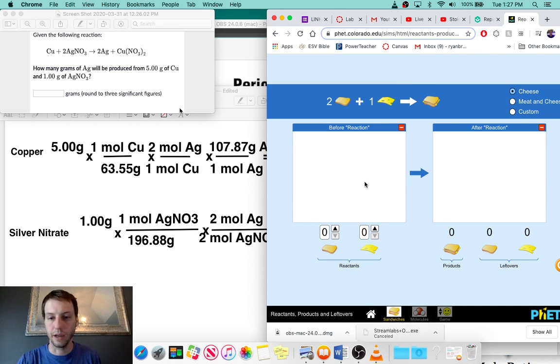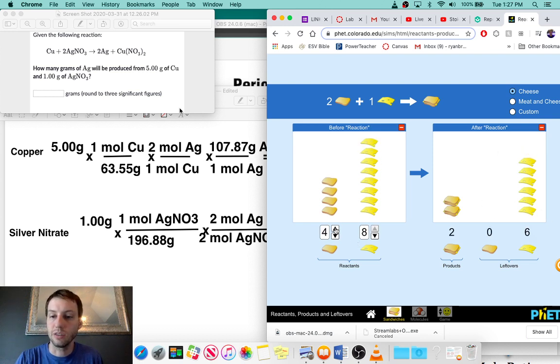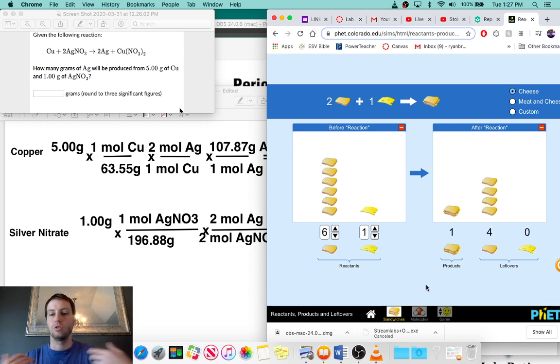In this example, I'm making some cheese sandwiches. I know that every 2 pieces of bread and 1 piece of cheese makes a sandwich. Well, it doesn't matter if I have a ton of cheese in there. That's going to be left over. And if I want to make more cheese sandwiches, I need to add more bread. You need to add more of your limiting reactant in order to make more product. Your limiting reactant controls how much product you make.